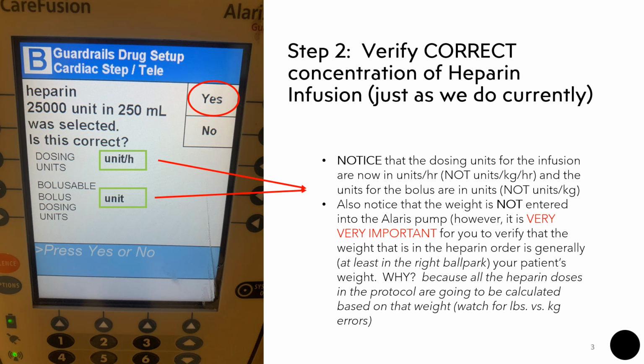However, as I said before, because the calculator is going to use the weight to calculate each of the doses we're going to use, it's very, very important when you get the heparin order to look at the weight that the protocol has pulled into the order set and ask yourself, is this the rough weight of my patient? In other words, if you look at the patient and he looks like he weighs 70 kilograms, but the heparin order says 140 kilograms, perhaps there was a mix-up in the units that were used. So it doesn't have to be exact, but you should verify that it is in the same ballpark as the patient you're looking at.